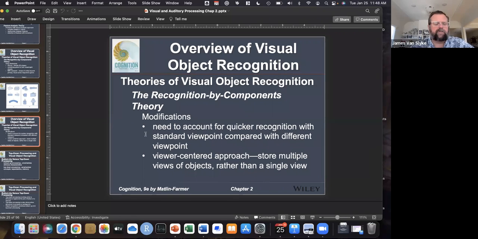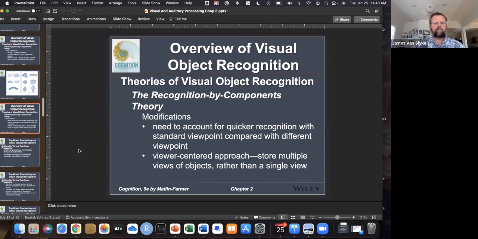Okay, questions? Okay, so who can give me a definition of what bottom-up processing is?